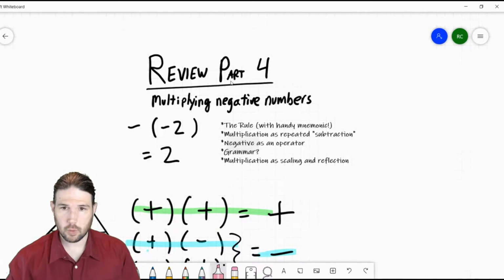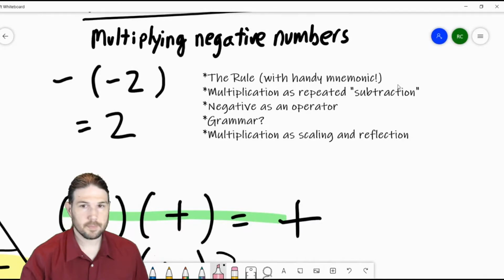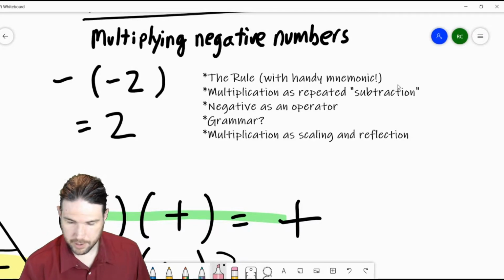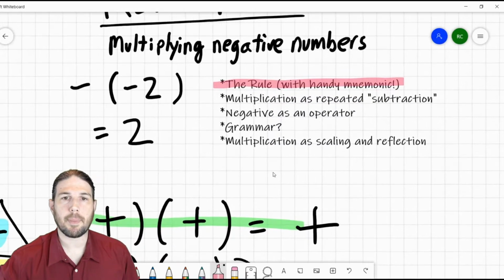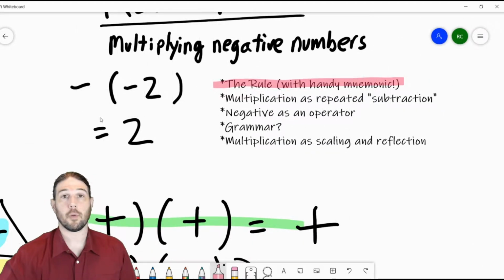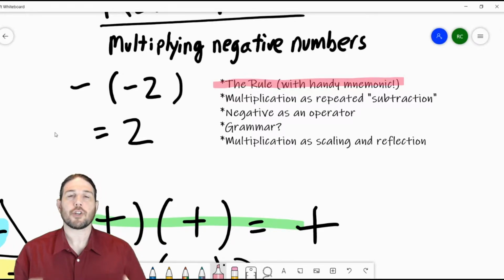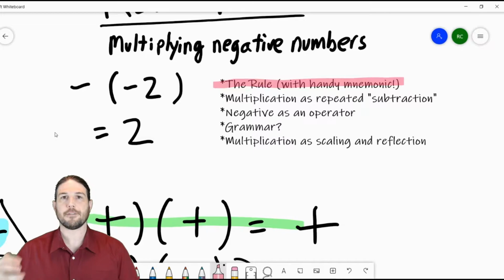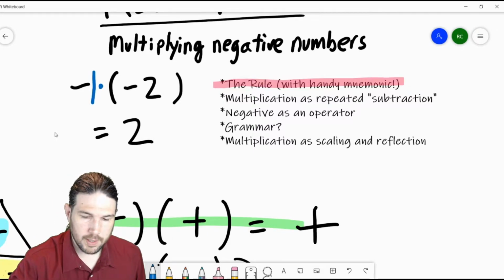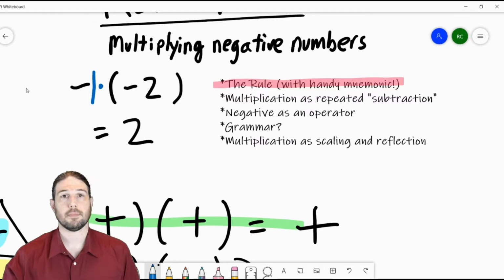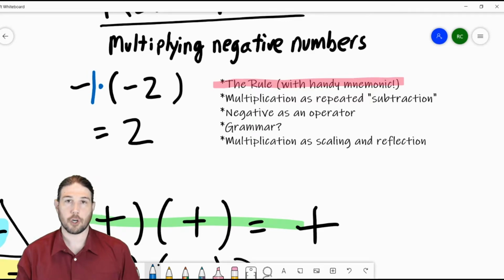Okay, so back to the beginning, we talked about the rule with a handy mnemonic. So we've done this bit, and again, going back to our original problem, this negative 2, we can interpret this negative 2 here. We can interpret this as -1 times -2, okay? That is a correct way of interpreting this.